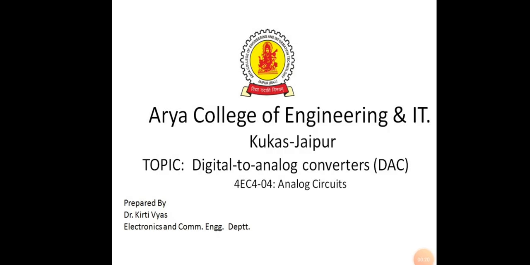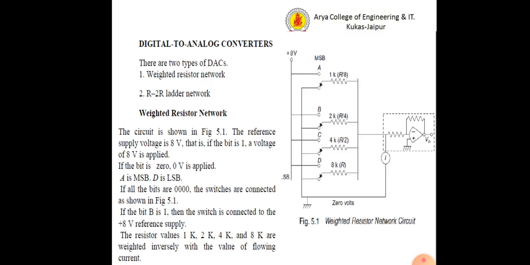So we start with the topic of digital to analog converters. There are basically two types of DACs. First is the weighted resistor network and second is the R-2R ladder network. We get started with the weighted resistor network.